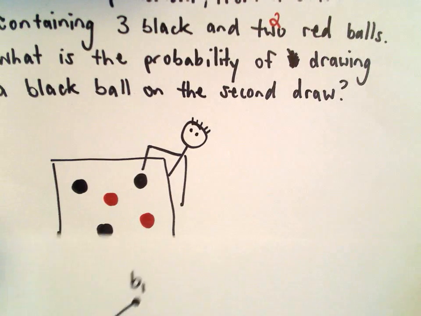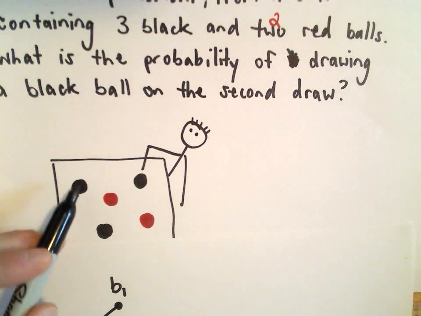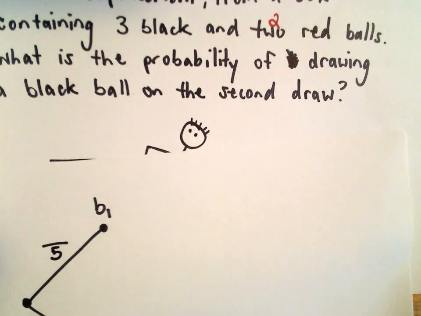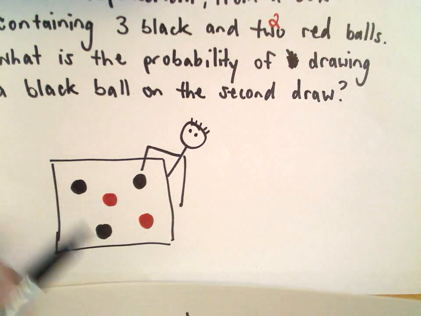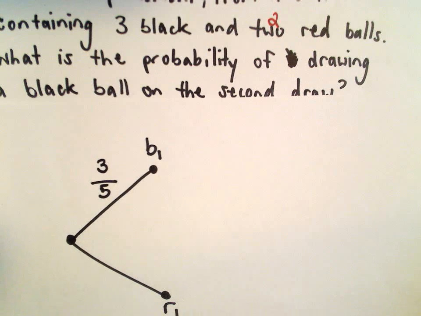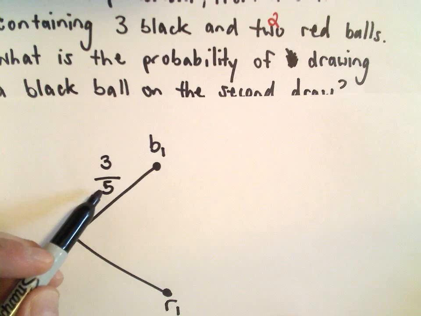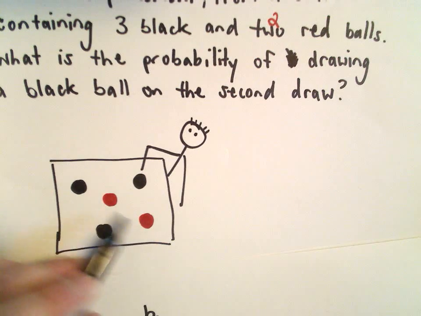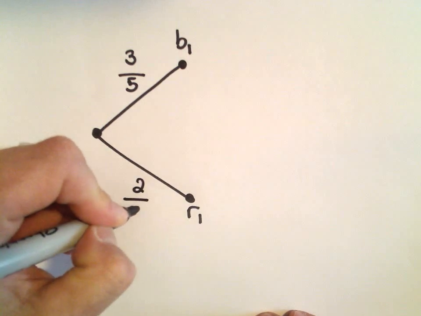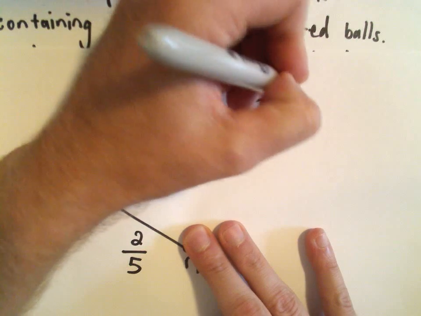Well, let's see here. To compute the probability of that happening, there's 1, 2, 3, 4, 5 balls total, so that's the denominator of my fraction. 1, 2, 3 of those are black ones, so that means we can get a black ball on the first draw with a probability of 3 out of 5, and likewise we would get a red ball with a probability of 2 out of 5. Okay, so that's what could happen on the first draw.